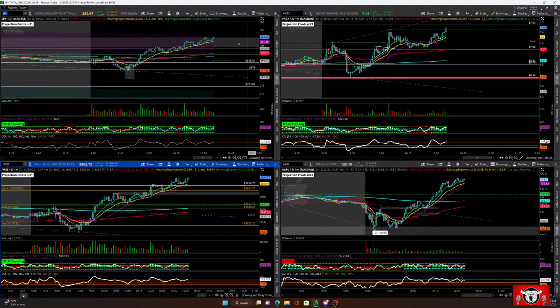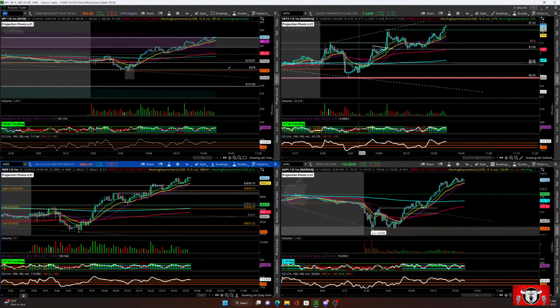It's got to break out of this area right here. This box that it's in, this little shadow box. It has to respect that. All right, so here we go.